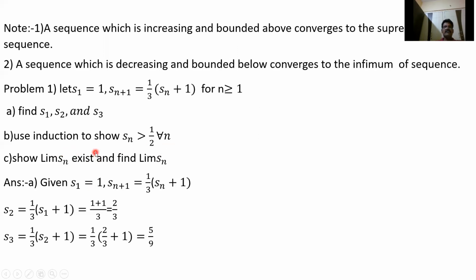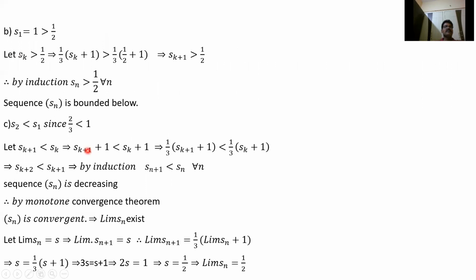So here S1 equal to 1. This is greater than 1 by 2. Therefore, it is true for n equal to 1. Let it be true for n equal to k, so let Sk be greater than 1 by 2. Now we have to show Sn greater than 1 by 2. To show this, we use mathematical induction.